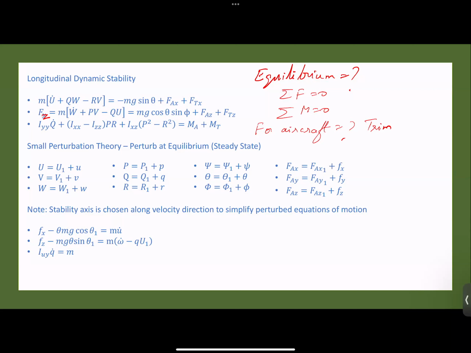Steady level flight, remember? Lift equal to weight, thrust equal to drag. All of those conditions, steady level flight. Yes, that is the equilibrium condition for the aircraft.